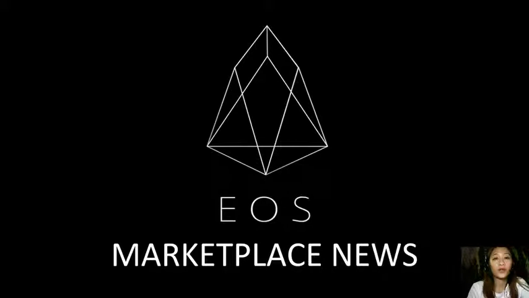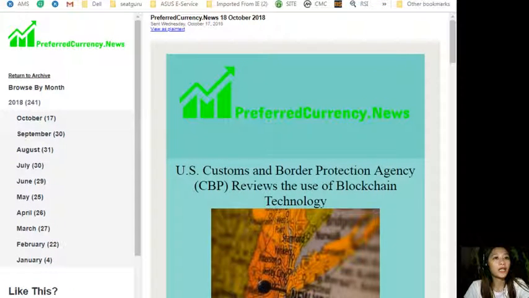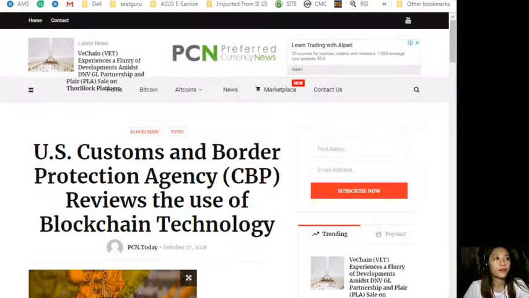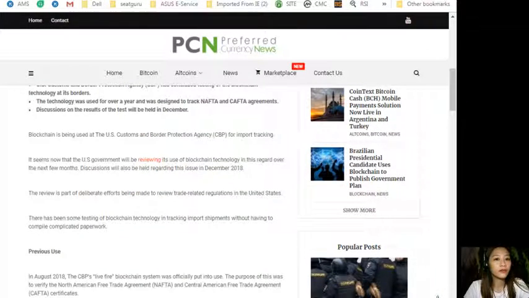Alright, so let's go to the first featured article today at preferredcurrency.news. U.S. Customs and Border Protection Agency, or CBP, reviews the use of blockchain technology. According to the article, blockchain is being used at the U.S. Customs and Border Protection Agency, or CBP, for import tracking.